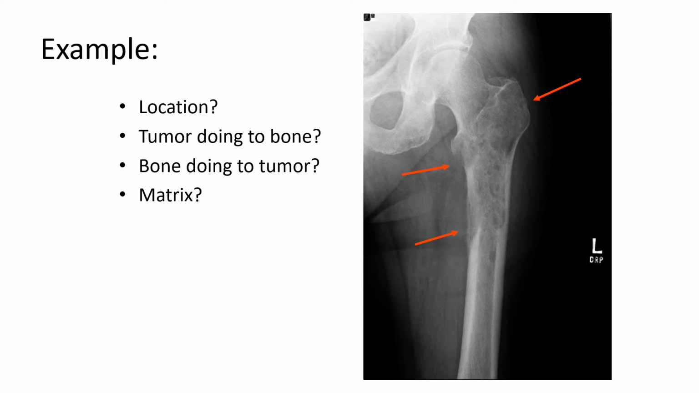Location, metaphyseal and diaphyseal. What's the tumor doing to the bone, and what's the bone doing to the tumor? There is a lot of destruction by the tumor here with no response from the bone. The bone is just being erased. And what is the matrix? Well, there's not a good matrix that we see here.